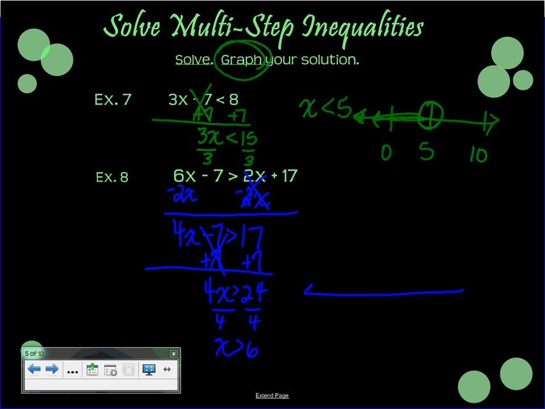So again, I'll go ahead and graph it. Maybe I put my 6 in the middle. It doesn't really matter. Let's say I put a 5 here, and I put a 10 here, and I put a 0 here. So if I'm on 6, again, I'm going to have an open dot at 6 because it's not equal to it. It's just greater than it. So I'm going to go to the right. Some people just write it right on the line. Some people do it above the line or above the graph that you draw. It's really up to you. I personally like it to be on top of the graph.